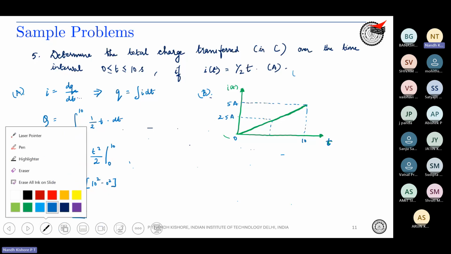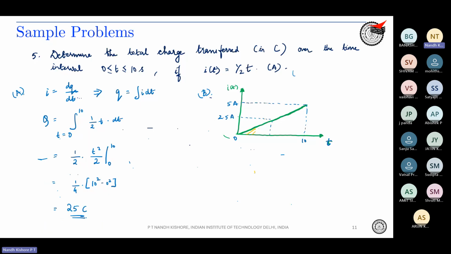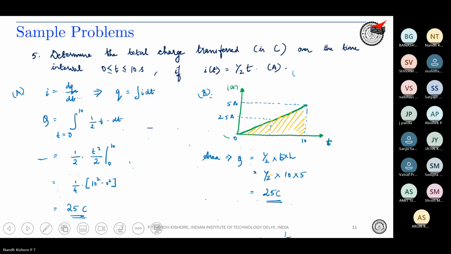Okay, so this is just a straight line. So integration is basically just to find out the area. Therefore, what you can do is you just need to find out the area under this triangle. So what is the area again? Area will be your charge, right? That is half into base into height, which is half into 10 into 5, right? Again, you are getting 25 coulombs. Okay, simple question, right? So this is fine. We will go ahead with the next question.